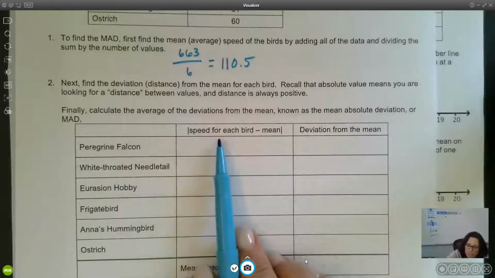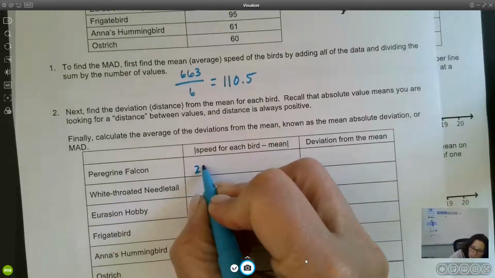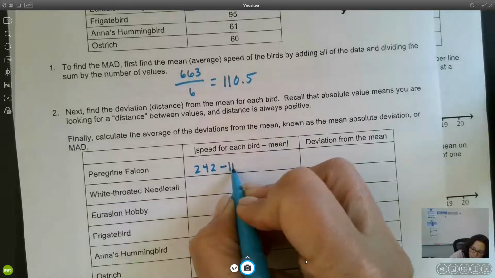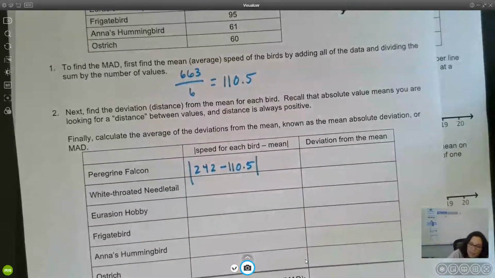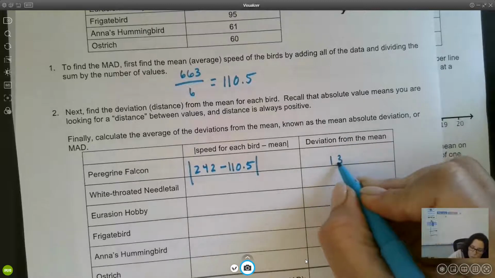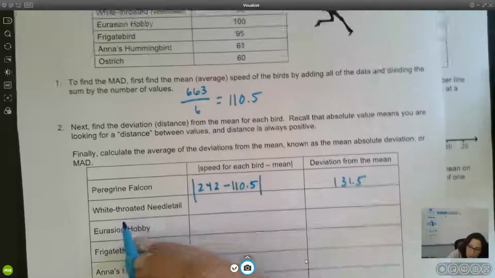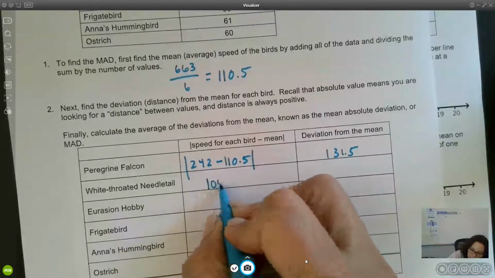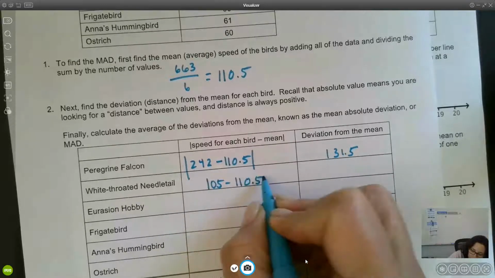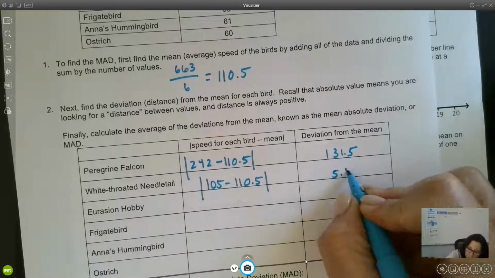We're going to take the speed for each bird and subtract off the mean. So we're going to take this 242 for the peregrine falcon and subtract off the mean, in absolute value. That's 131.5. The white-throated needletail, 105 minus 110.5 in absolute value, and that gets us 5.5.